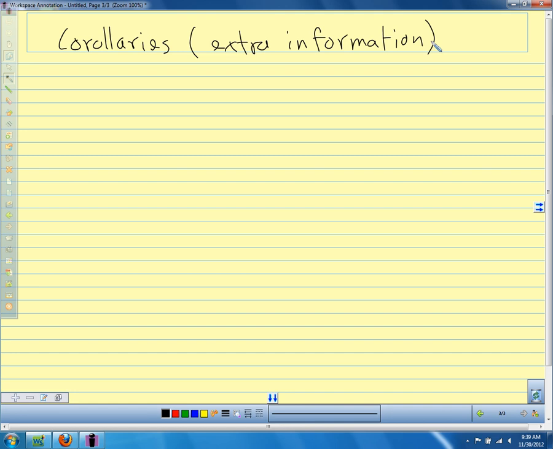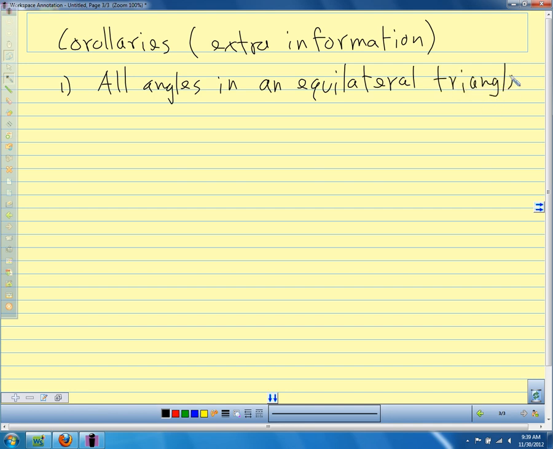So a corollary is just something that we can figure out easily once we know something. So these are our corollaries. Our first corollary is all angles in an equilateral triangle are 60-degree angles. And an equilateral triangle, what does that mean? All sides are the same.